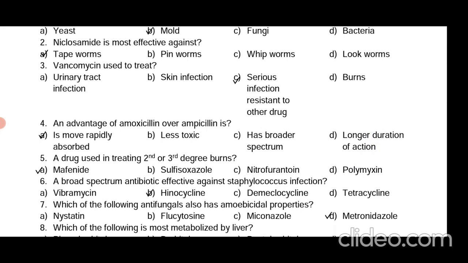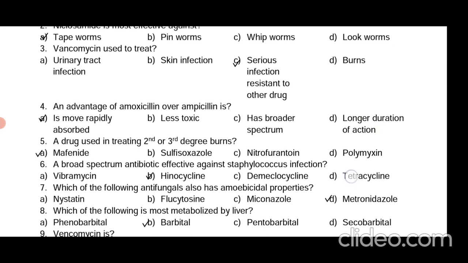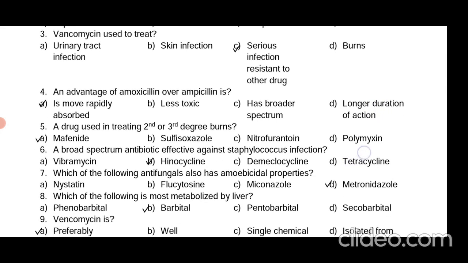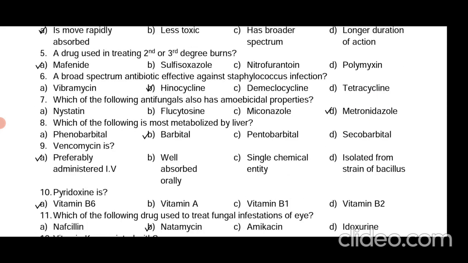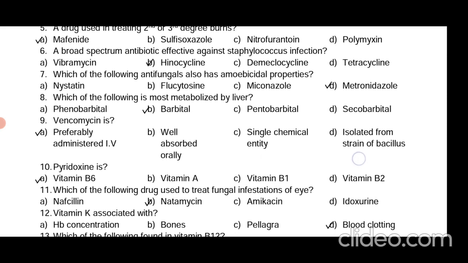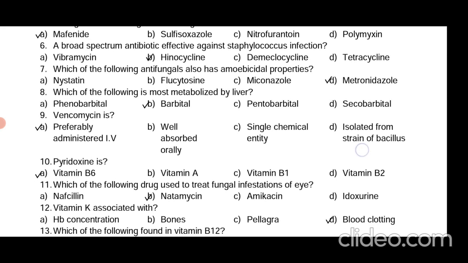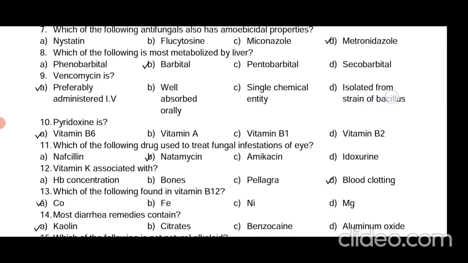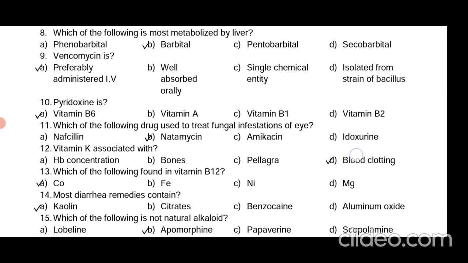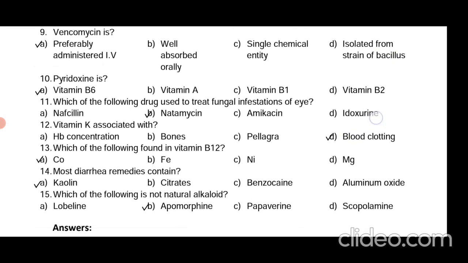Which of the following is mostly metabolized by liver? Barbital is metabolized by liver. Vancomycin is preferably administered IV. Pyridoxine is vitamin B6. Which of the following drugs is used to treat fungal infections of eye? Natamycin is used to treat fungal infections of eye. Vitamin K is associated with blood clotting. Which of the following is found in vitamin B12? Cobalt. Most diarrhea remedies contain pectin or kaolin. Which of the following is not a natural alkaloid? Apomorphine.